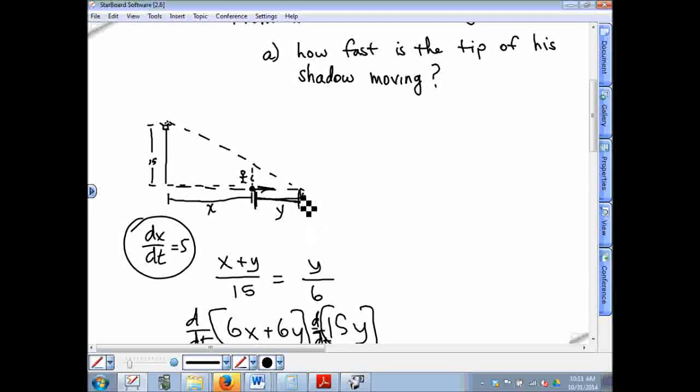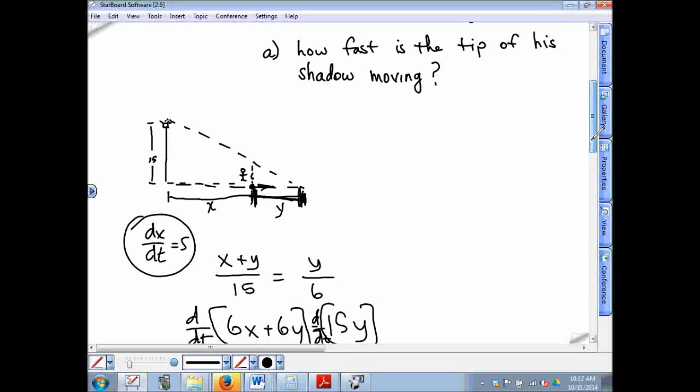The way that I've drawn this, y is equal to the length of his shadow, right? So dy/dt is the rate at which his shadow is changing. But the question asks how fast the tip of the shadow is moving. So what else is affecting his shadow changing? It's also the effect of him walking forward, right? So it's dx/dt plus dy/dt.